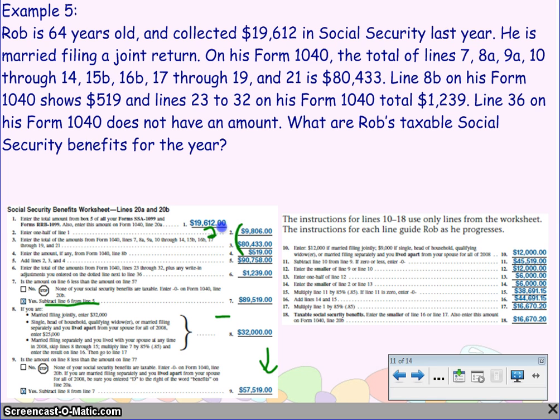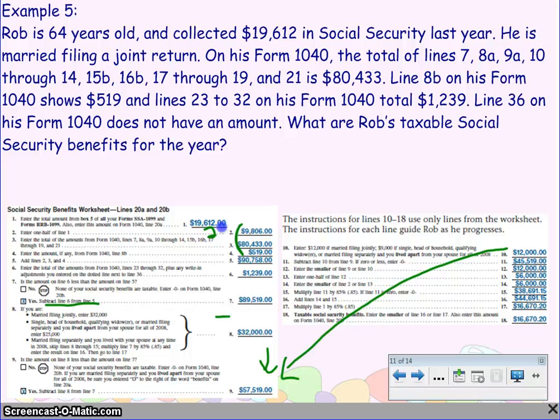Next it says on line 10, enter 12,000 if married filing jointly, so he did. And then it says subtract line 10 from line 9. So we're going to subtract the $12,000 from the $57,519, and we end up with $45,519. The next one says enter the smaller of line 9 or 10. So 10 is smaller than 9. So we've got $12,000.